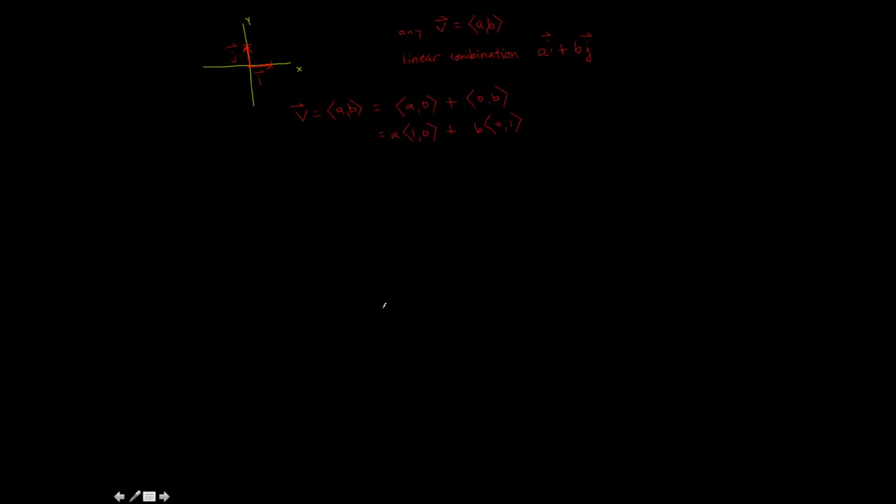Now, this is just a proof, so don't overthink it. We're just factoring out. Now, look, 1, 0 is vector i here. So we would say that this is a times i.